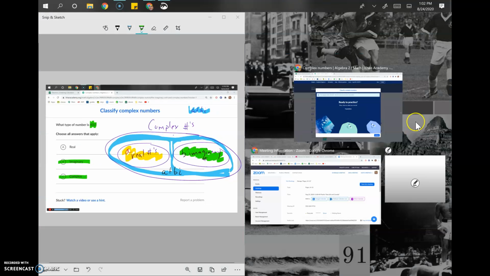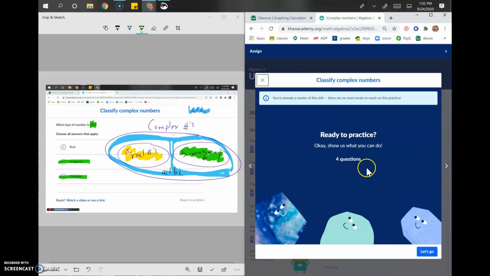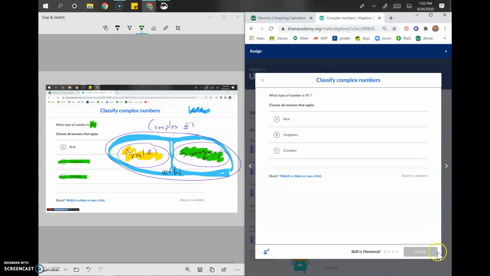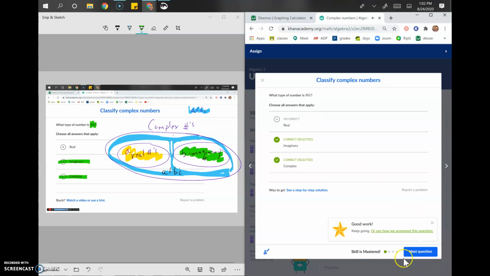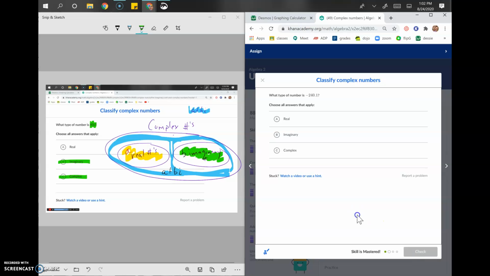So let's see if we got this one right. I'm going to split screens here. I'm going imaginary, I'm going complex. Boom, done. It's an imaginary and it's a complex number. All imaginaries are complexes, and so are all reals.